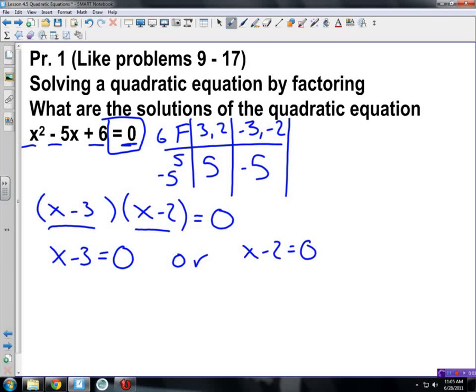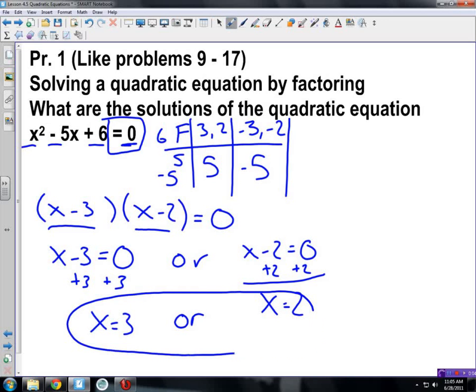And I could solve these independently. So I can say plus 3, x is 3, or plus 2, x is equal to 2. So it's either x is 3 or x is 2. There are two answers to these problems. All right? Two answers. These ones you should be getting two answers to.